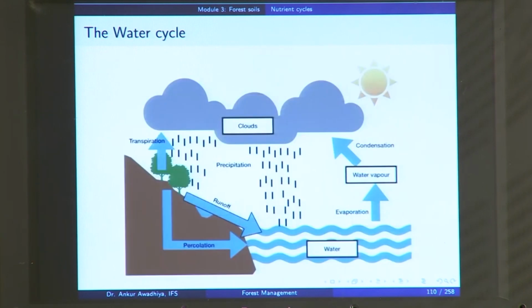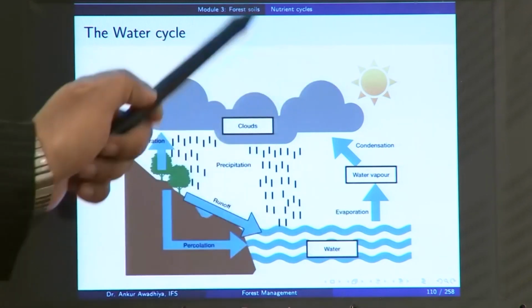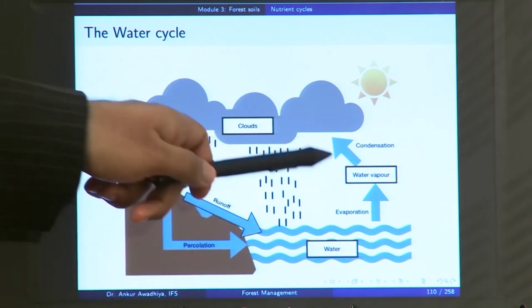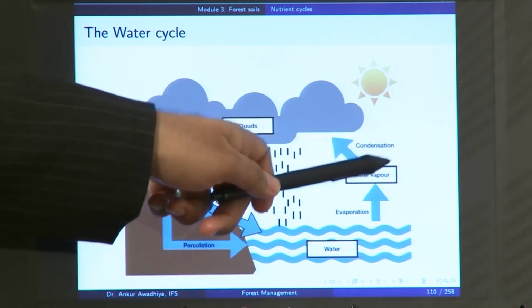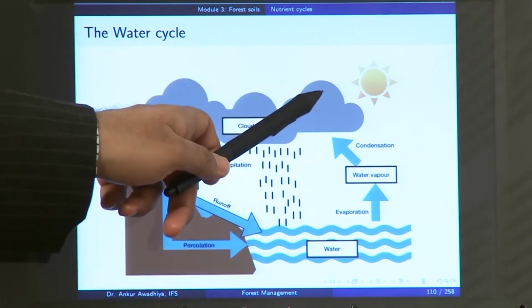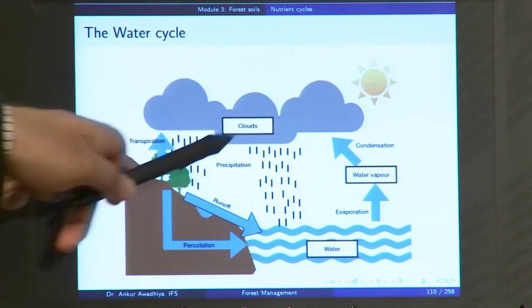Similarly, we also have the water cycle. In the case of the water cycle, you have water in the hydrosphere, mostly in the form of lakes, rivers and the oceans, and because of the energy of the sun, there is evaporation happening. So, this water is getting converted into water vapor. Once this water has entered the air as water vapor, when it rises, as you go up, the temperature goes down, and so there is condensation happening, which leads to the formation of clouds.